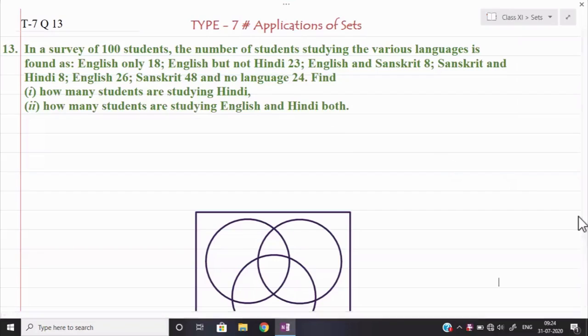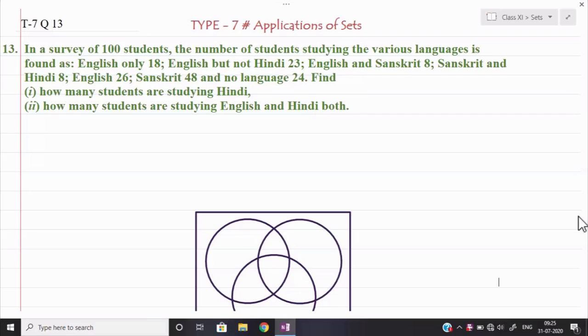Today we are going to start the remaining questions of application of sets. Already we have covered 2 to 3 sessions for the application of sets and we have taken plenty of questions. But now the remaining questions depend upon 3 sets, and hopefully today we shall finish the remaining questions. So let us see from question number 13 onwards, as up to question number 12 we have already finished.